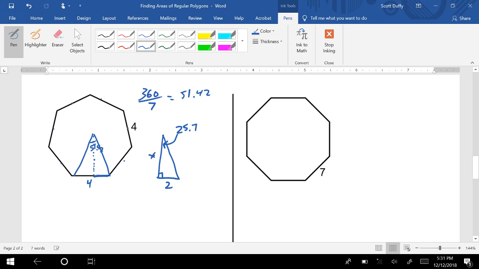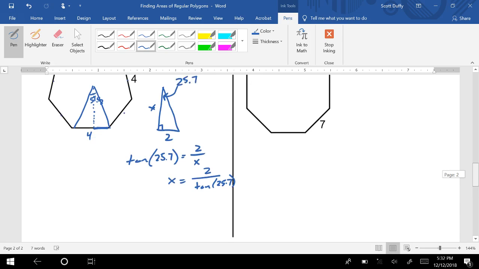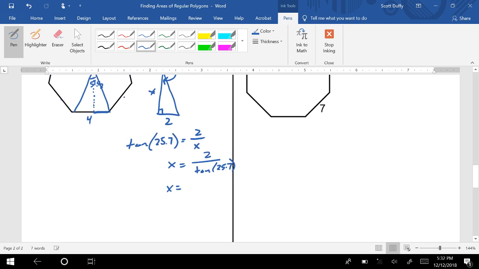I need to find that side, so I'm going to do the same thing. This is what I did before. The tangent of 25.7 is equal to 2 over x, opposite over adjacent. X will turn out to be 2 divided by the tangent of 25.7. So x, my height, is 4.153.